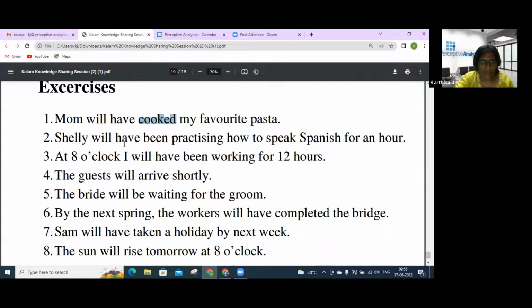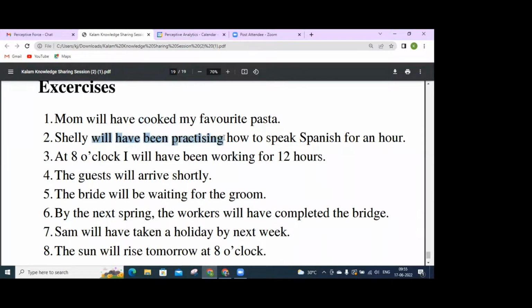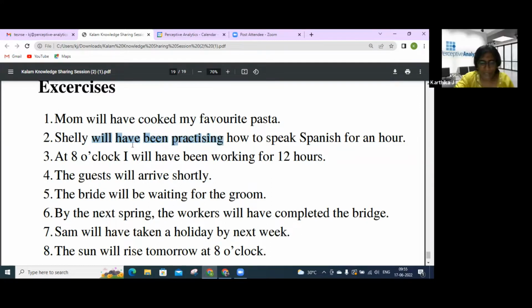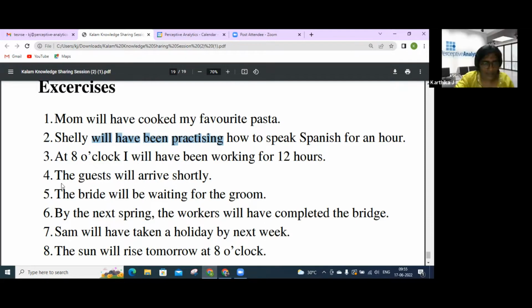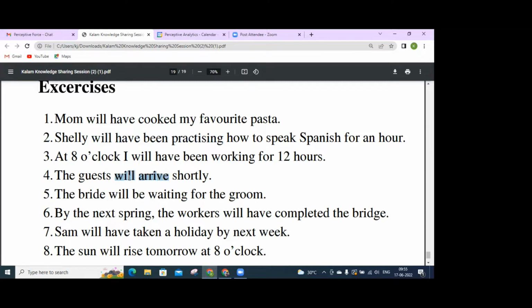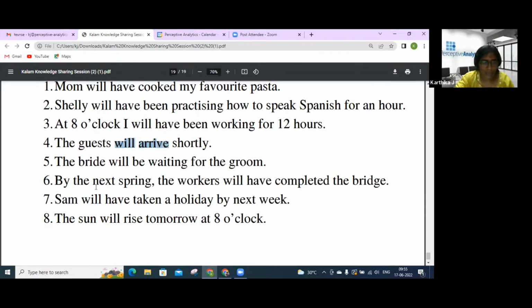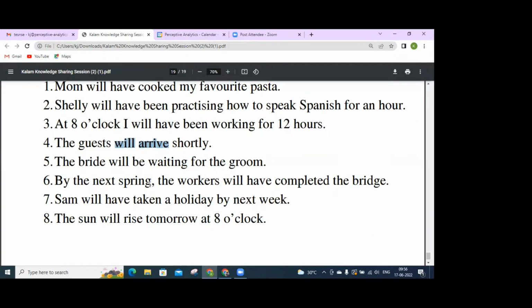And: Shelley will have been practicing how to speak Spanish for an hour. Future perfect continuous, yes, will plus have plus been plus verb plus ing. So it is a future perfect continuous. And the next one is: at 8 o'clock I will have been working 12 hours. Same, future perfect continuous tense. And the next one is: the guest will arrive shortly. Simple, will plus verb. And the next one: the bride will be waiting for the groom. Future continuous, yes.